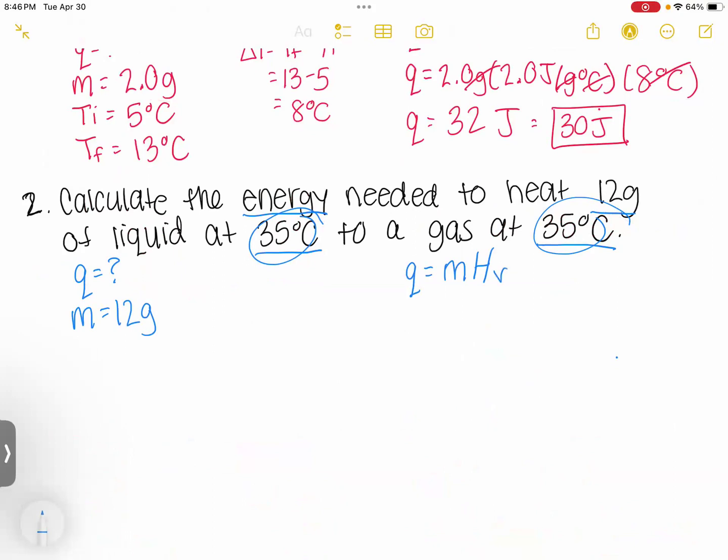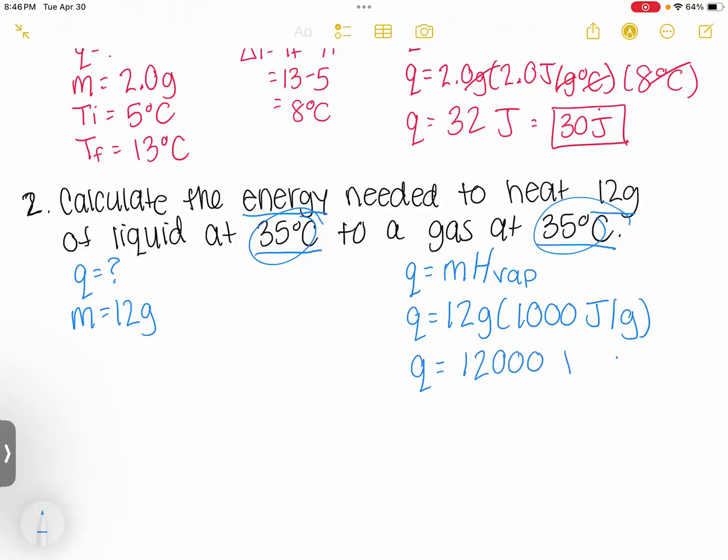Once you know your equation, all you have to do is plug in your numbers and solve. My mass is 12 grams. Heat of vaporization, 1,000 joules per gram. 12,000 joules of energy. Grams divided by grams cancel. We're left with joules.